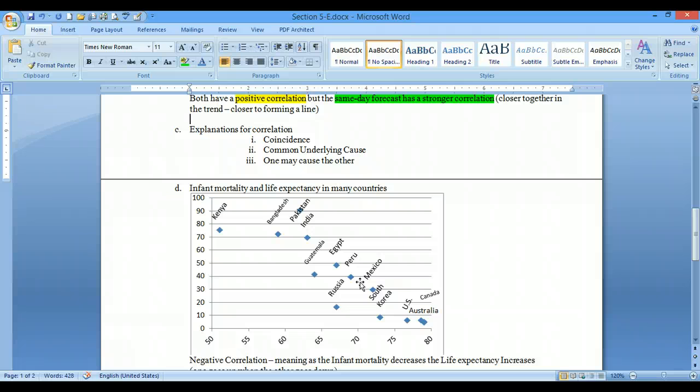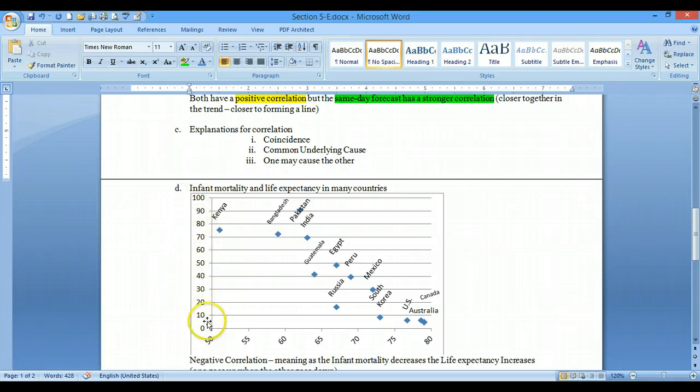I have infant mortality and life expectancies in all of these different countries. Let's look at the correlation here. They're actually causing a trend. It looks like everything's going down nicely. It's not a perfect line, but it is definitely a negative correlation. That means as the infant mortality rate decreases, the life expectancy increases.